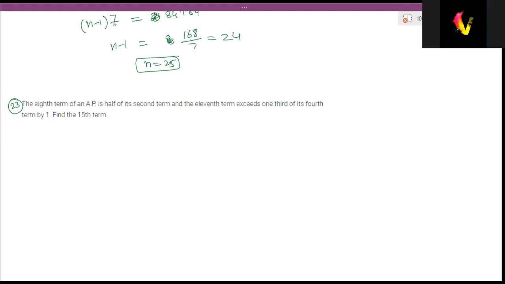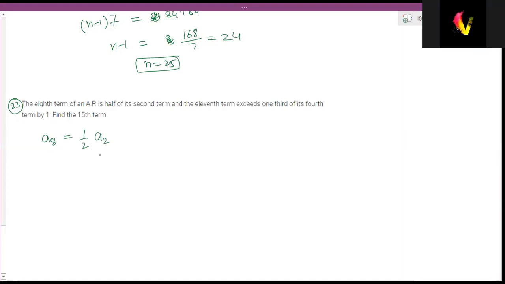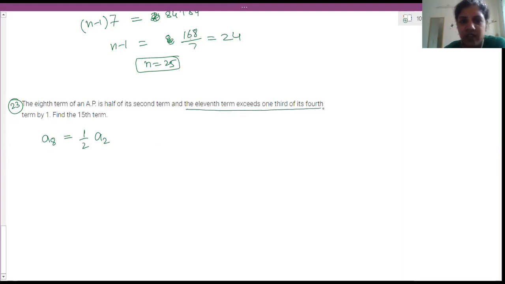A plus 13D is equal to 0. Why A plus 13D? Eighth term of an AP, it is written in front of you. A plus 7D is equal to half into A plus D. So first tell me, what is A plus 7D? The eighth term. Eighth term is half the second term, half into A plus D. And then the second one? 11th term is one third of the fourth term plus 1.